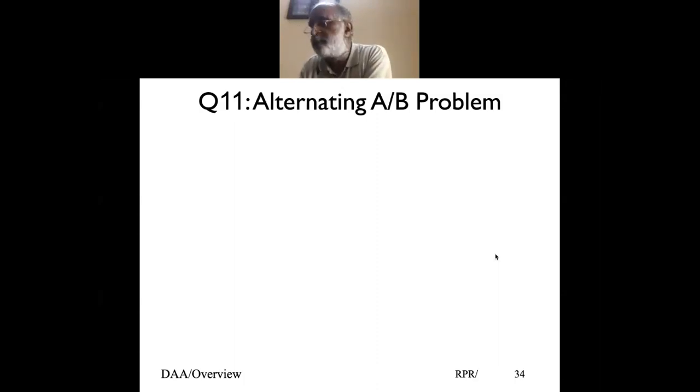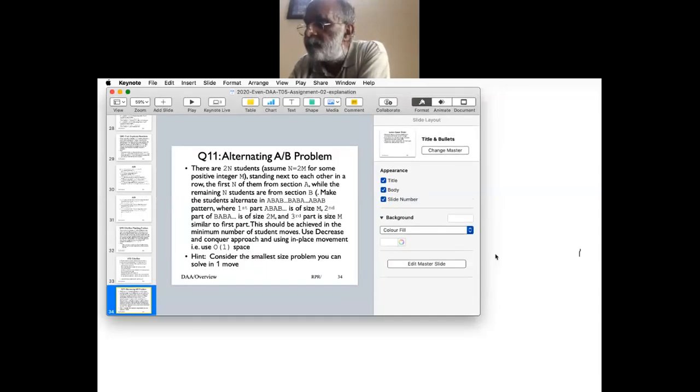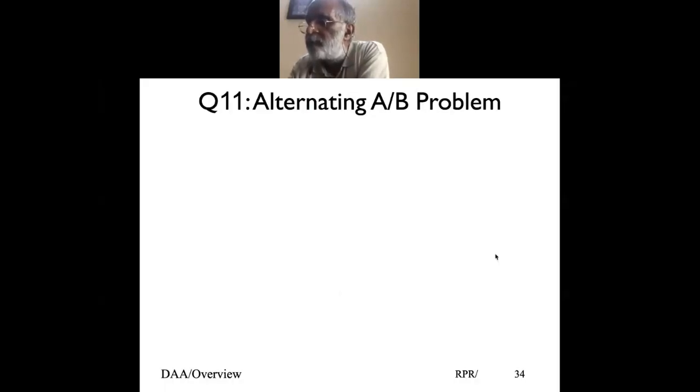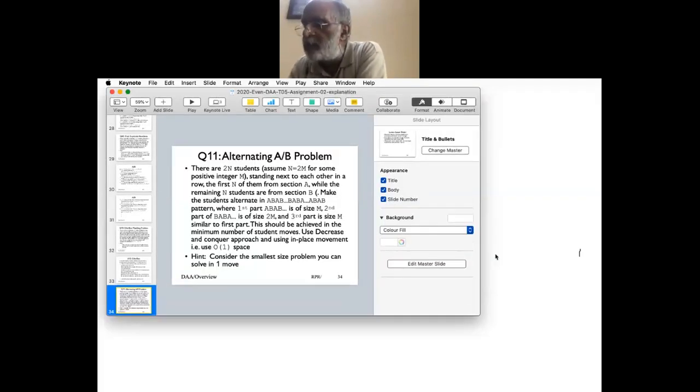Otherwise, the alternating A and B problem: let's say students of section A and section B are sitting together, where n is a positive integer. The objective is to shuffle them such that, so you have 2n students, n is 2m, so A's and then B's. What I want is, for the first quarter, I alternate A, B, A, B, and the middle part, I do B, A, B, A. This is what I basically want.